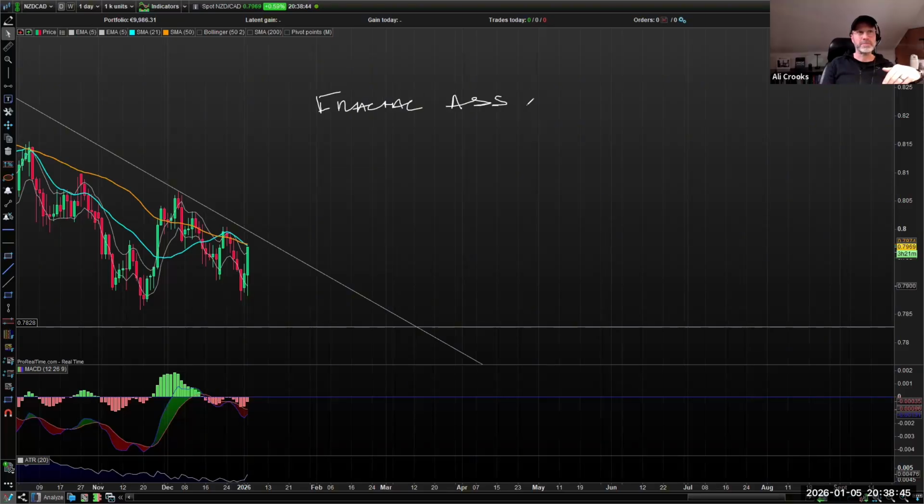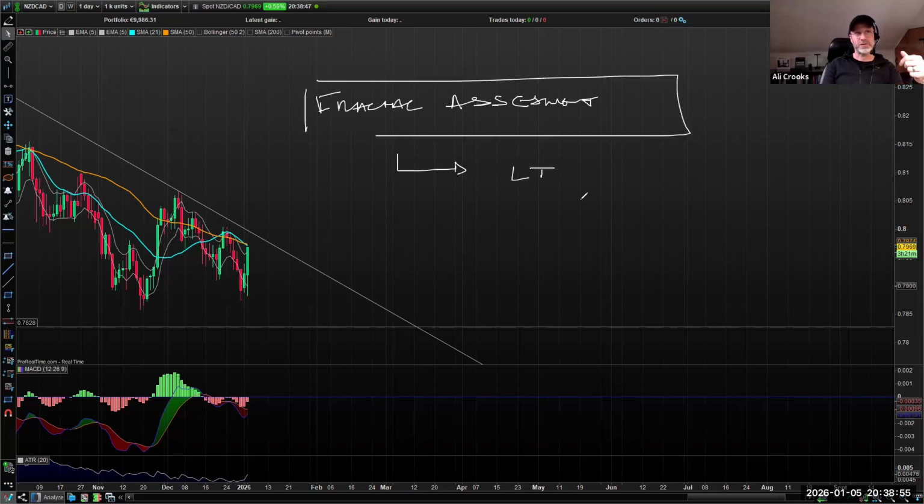Now, what I mean by that, that's a fancy way of saying I'm just going to assess the market on a lower time frame. It's a fancy way. So it's just what we call fractal assessment. I'm going to assess the market on a lower time frame.